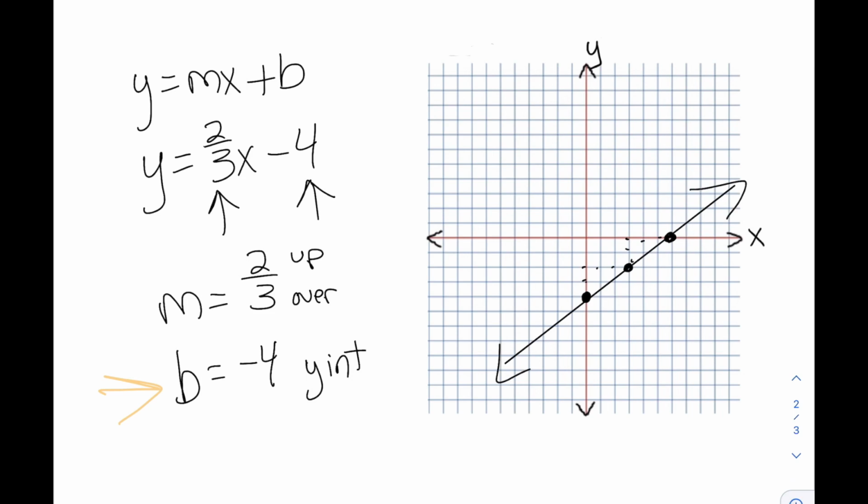And I put arrows because the line goes on forever. I do want to point out a common mistake. A common mistake that students make is they start counting slope from the origin instead of from the y-intercept. So make sure you start with the y-intercept, and then from there you count slope.